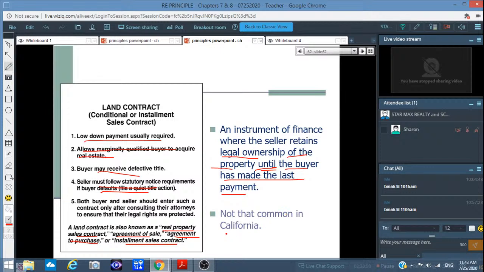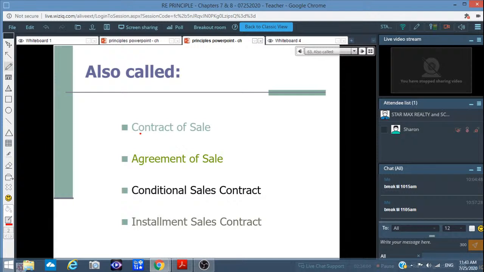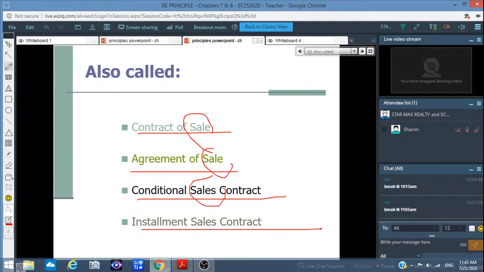Okay, not that common in California. Okay, it used to be everybody does that. Okay, but not anymore. Okay, so it's also called contract of sale, agreement of sale. The word sale. Okay, conditional sales contract, installment sale contract. Okay, so these are the words, right? Conditional, contract, installment, and sell.